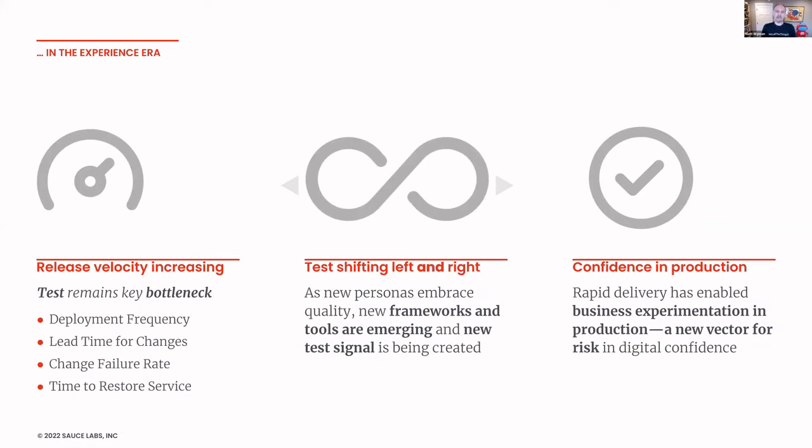So we talked about velocity. We also see quality and test shifting, right? All of you are experiencing this. It's not just one team's problem anymore. This is now something we think about across the board, from the moment code is written all the way through to the time it's in production.